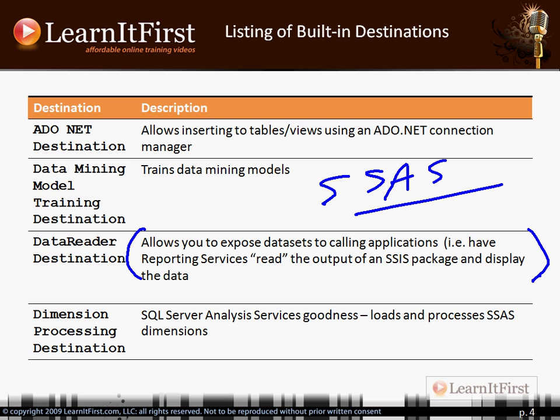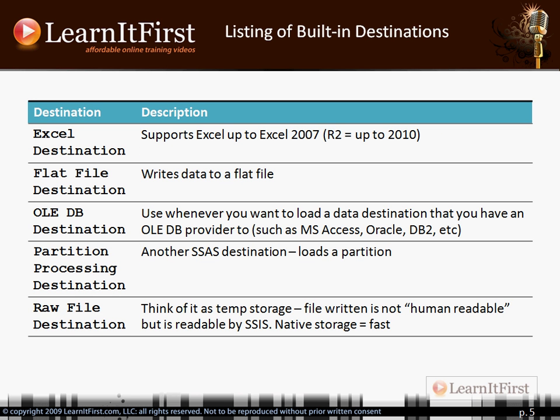Dimension processing destination that you see right here. This is another Analysis Services piece. This is when you load and process particular dimensions in your SSAS database, your cubes. A couple of others here. There are really 3 pages of these because I just couldn't fit them all on one and still have it be readable. The Excel destination, right? You can write to tables, you can write to named ranges, you can write to the worksheet itself. Flat file, nothing fancy there, you're just writing to a file.